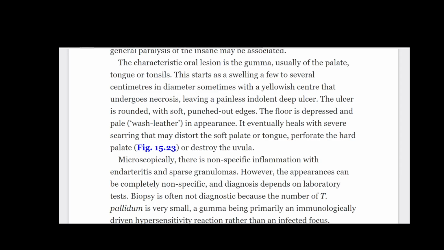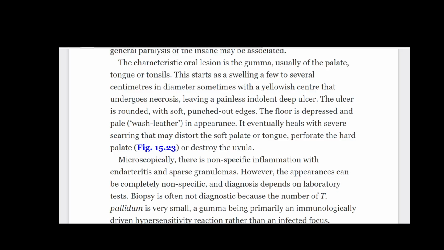This starts as a swelling a few to several centimeters in diameter, sometimes with a yellowish center that undergoes necrosis, leaving a painless, indolent, deep ulcer. The ulcer is rounded, with soft, punched-out edges. The floor is depressed and pale, wash leather, in appearance. It eventually heals with severe scarring that may distort the soft palate or tongue, perforate the hard palate, Fig. 15.23, or destroy the uvula.